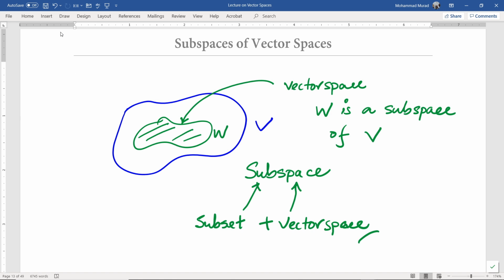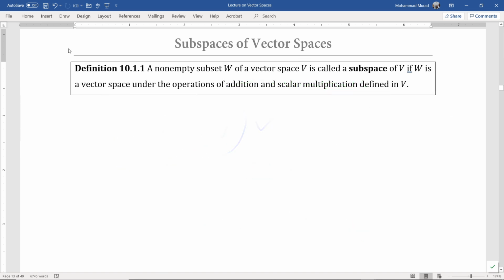Let's have a look at the formal definition of a subspace of a vector space. Definition: a non-empty subset W of a vector space V is called a subspace of V if W is a vector space under the operations of vector addition and scalar multiplication defined in the vector space V.